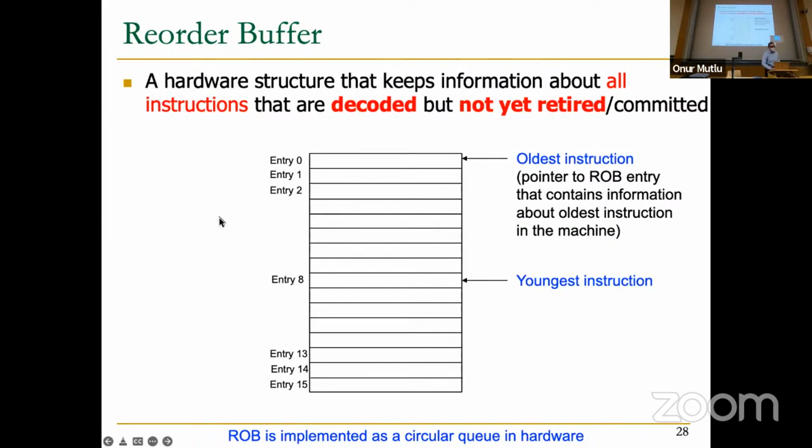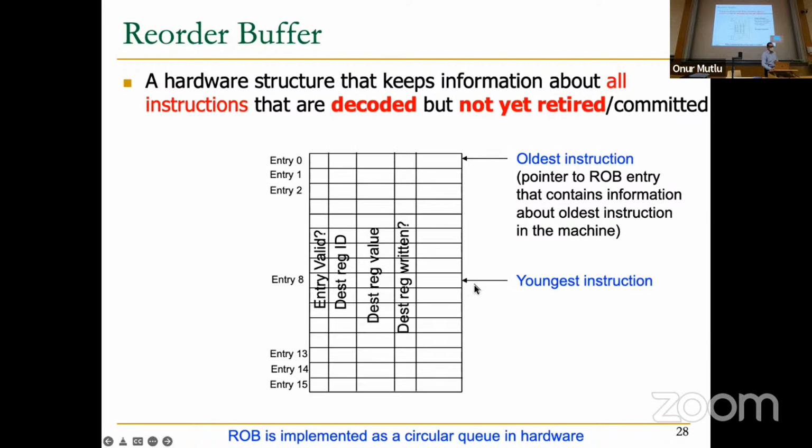Okay, so it's basically a data structure implemented in hardware, and it has some entries. Each entry has some fields. So let's take a look at some of the fields. Entry valid means whether you have an instruction associated to that entry, that is allocated. If this valid bit is 0, there's no instruction in this reorder buffer entry. If it's 1, an instruction was decoded and placed into this reorder buffer entry. Destination register ID is the register this instruction is supposed to write to when it updates the architectural register file. Destination register value is the value that it's going to write to the destination register ID. And destination register written question mark means whether the destination register value has been produced.